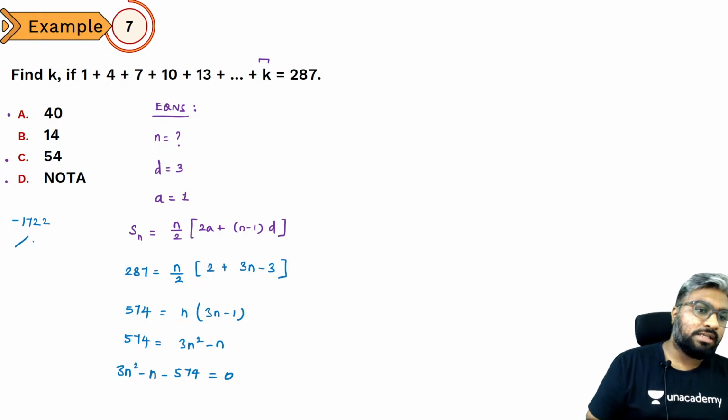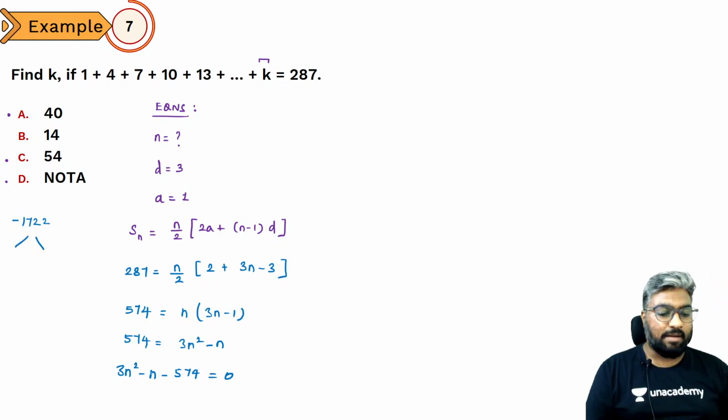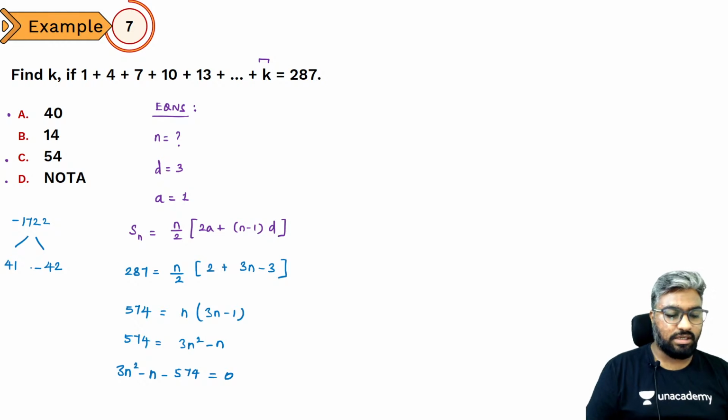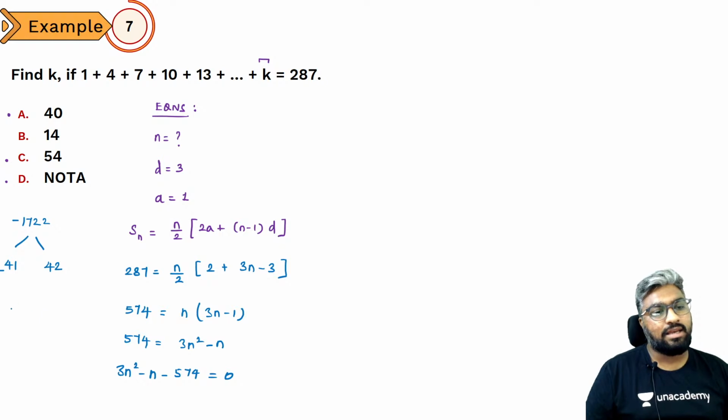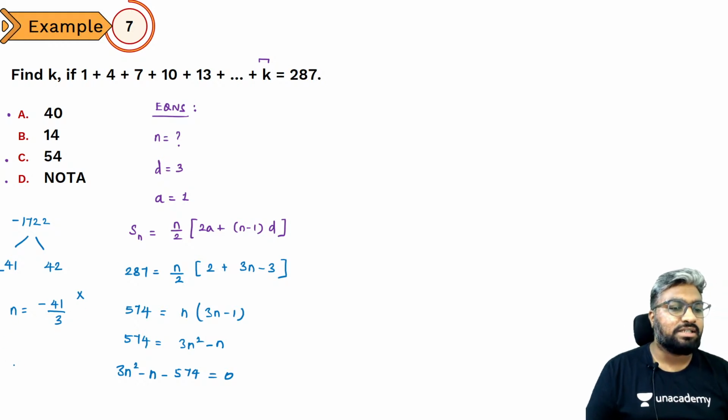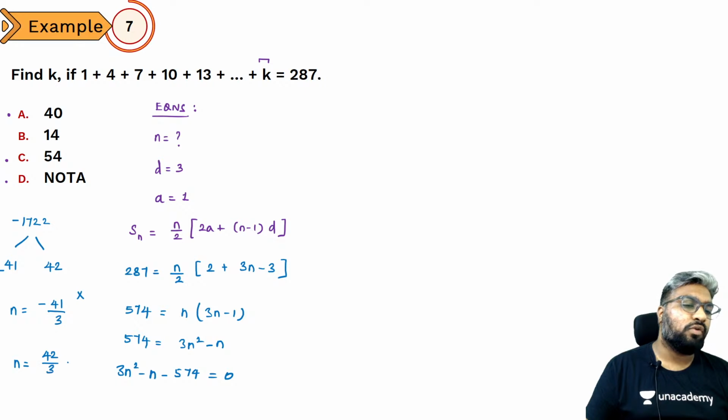Okay, this needs to be split where these should be two consecutive terms. So consecutive क्या है? 41 and 42. Negative चाहिए तो minus 42. Yeah, minus 41 plus 42. So what are you getting? n is either equal to minus 41 by 3, which definitely doesn't make sense क्योंकि number of terms negative नहीं हो सकता, तो n has to be 42 by 3, which is what? 14.